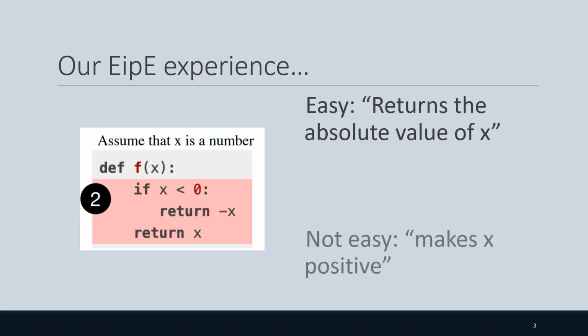But what about an answer like "makes x positive"? This code does not technically make x positive, it returns a copy of x that is guaranteed to be positive. But is this student answer close enough? Does it get the gist of what this code does? Or do we need that higher understanding of returning, and returning a copy?